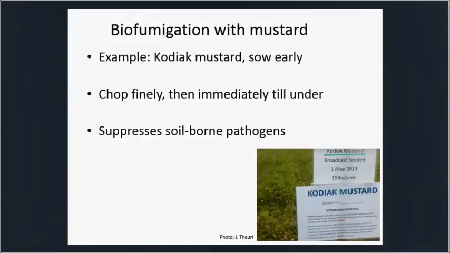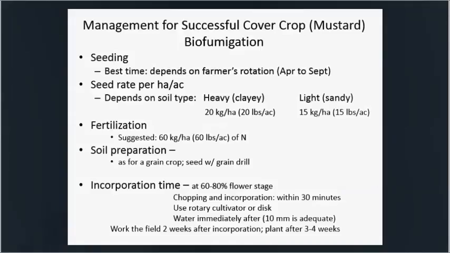So this one variety of mustard, called Kodiak mustard, is supposedly very good at suppressing soil-borne pathogens. And in the next slide, I give you a procedure for incorporation of these biofumigant crops into the soil. It's not easy, but if well done, it's supposedly very highly effective.